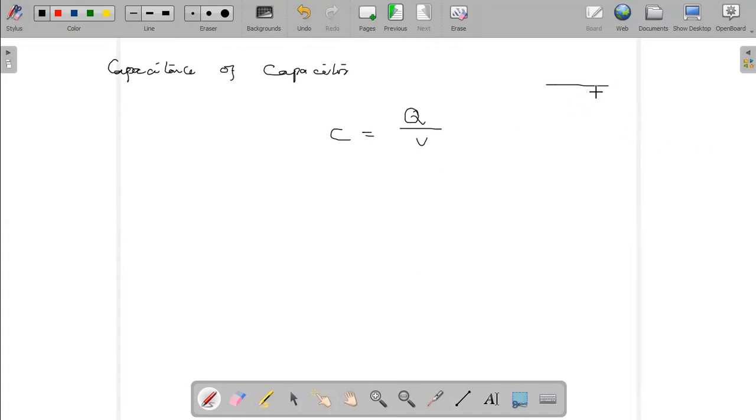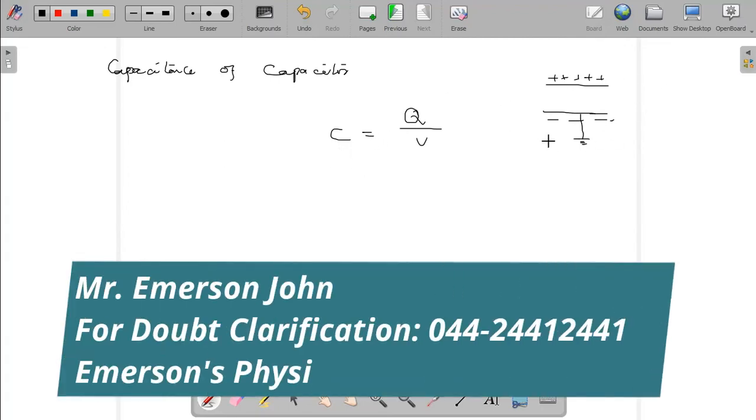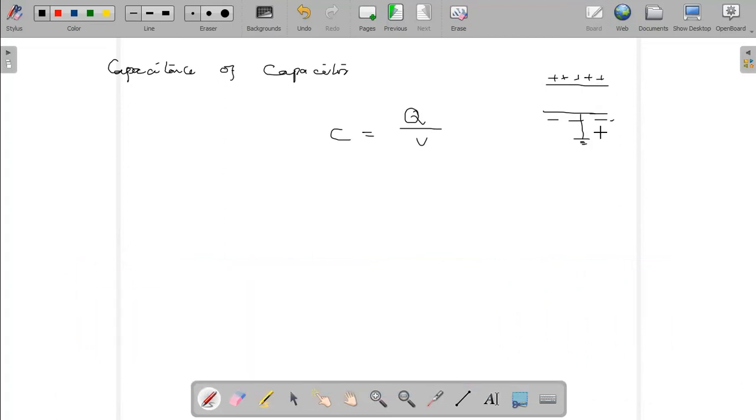plates. In the parallel plate capacitor, if there is positive charge on the upper plate, the same amount of negative charge will be developed on the lower plate. So, whatever charge is here, the same charge will be there. Then capacitance of the parallel plate capacitor is defined as the charge given to the capacitor, that means positive charge or negative charge, both will be equal, positive and negative, to the potential difference between the two plates. This is the definition of the capacitance of the capacitor.